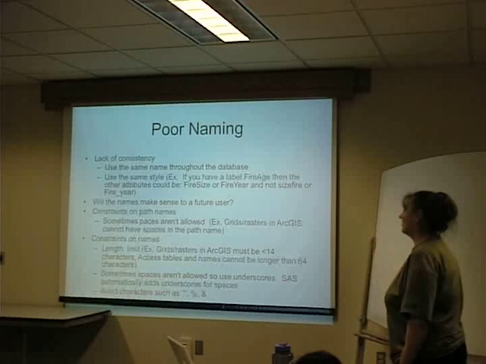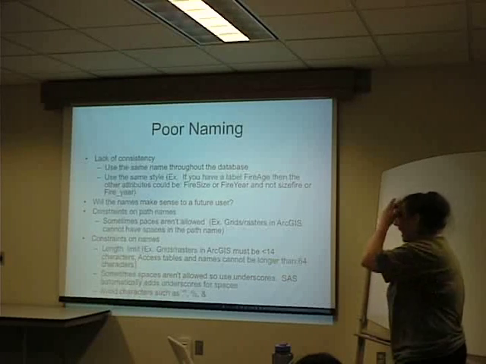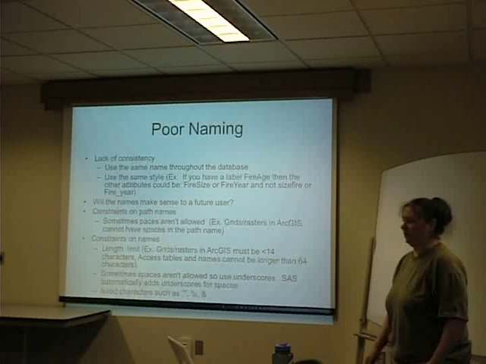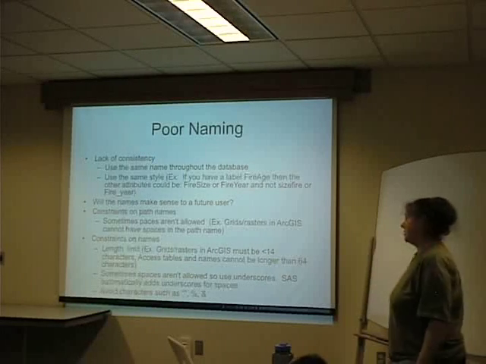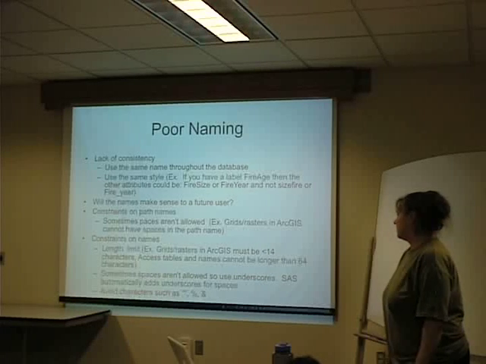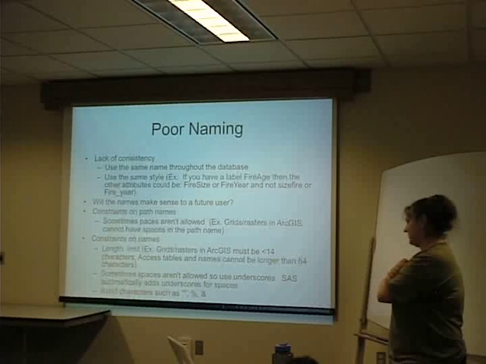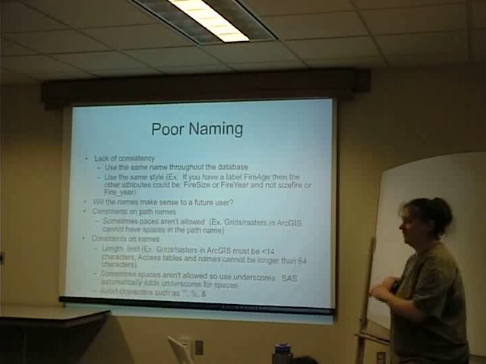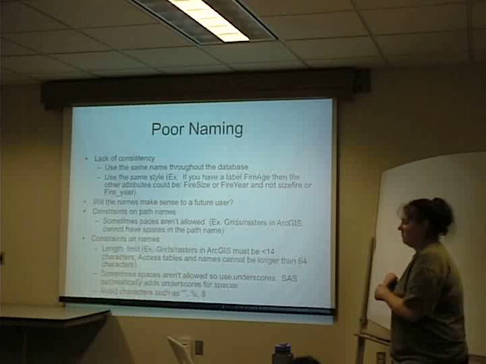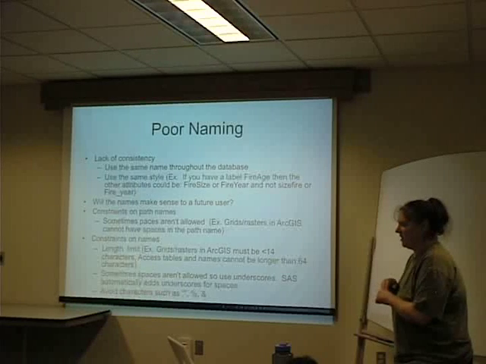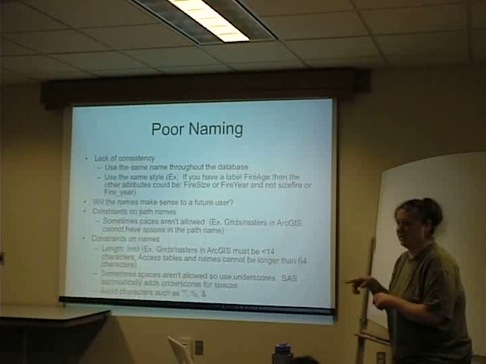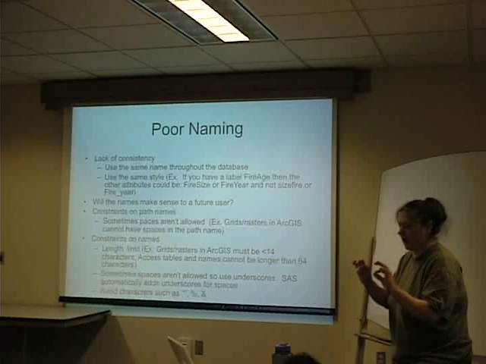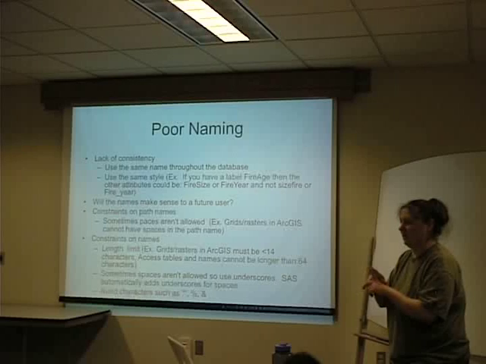Sorry about that. Also, there can be constraints on names. Like you can't name an ArcGIS grid longer than 13 characters. Also some places don't allow spaces in the names, and they automatically put in underscores. SAS does that. Also, if you try to save a table as a TXT, text tab delimited or whatever, it won't allow you to have spaces in the name.